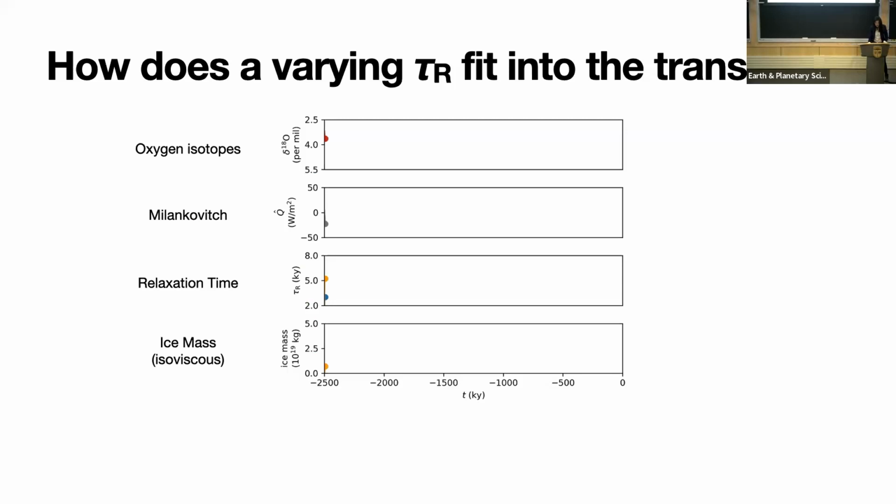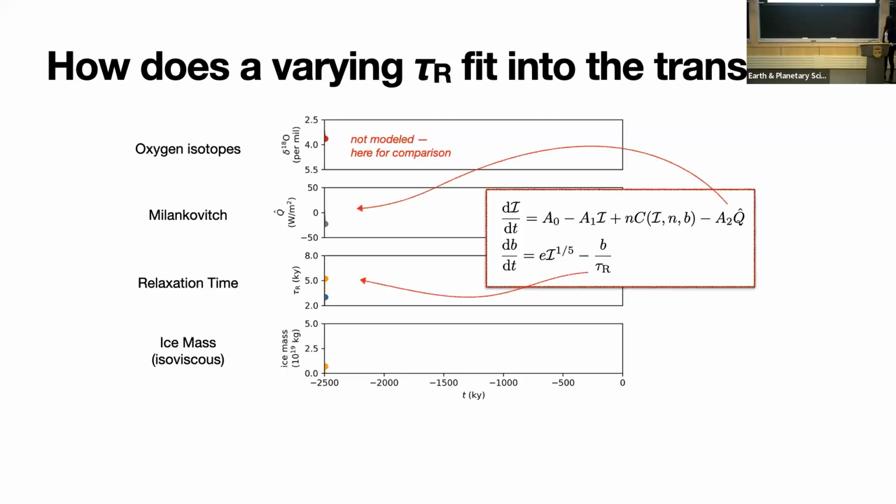And so here are results, just to kind of orientate you. Here are the oxygen isotopes. These aren't modeled. This is just for comparison. This is the forcing term. Here we're going to look at the different relaxation times, and this is the ice mass. So this is what we want to reproduce and hope looks like those kind of 40,000 to 100,000 year cycles. Yeah, that's what we're looking for.